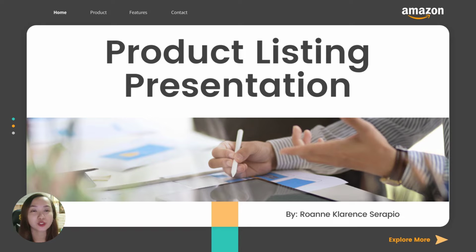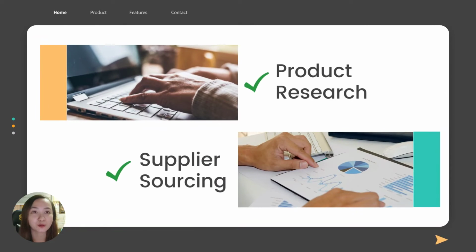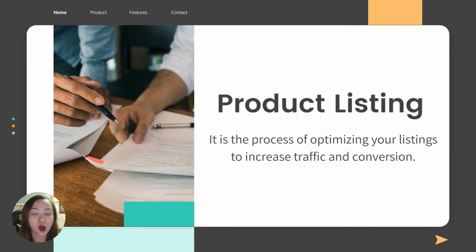In this video, let me show you a walkthrough on how to create a product listing and optimize it at the same time. We are done with product research and supplier sourcing. Now it's time for the listing. Product listing is a process of optimizing your listings to increase traffic and conversion. It is one of the most personal tactics to keep your product on top. As a result, the success of your products on Amazon is determined by the design listing.